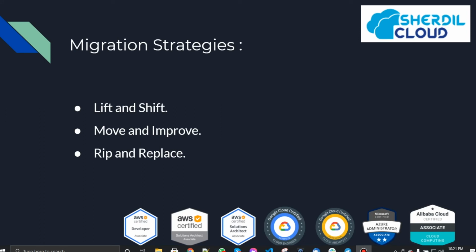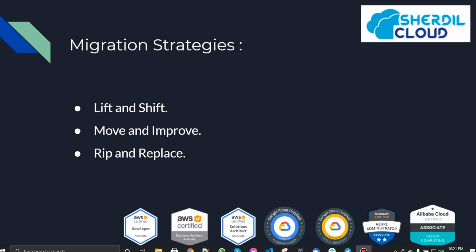Let's talk about the migration strategies. We have different strategies to migrate your infrastructure from on-premises to the cloud. One is called the lift and shift method, where you first create your infrastructure on the cloud, and then at last you move your data from on-premises to the cloud.